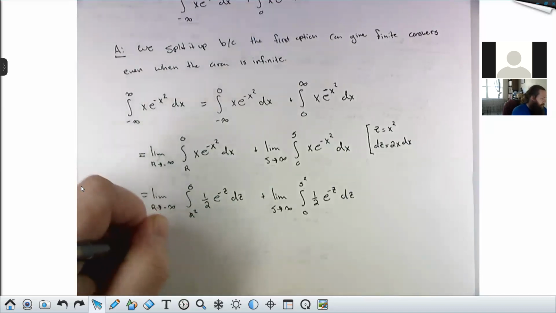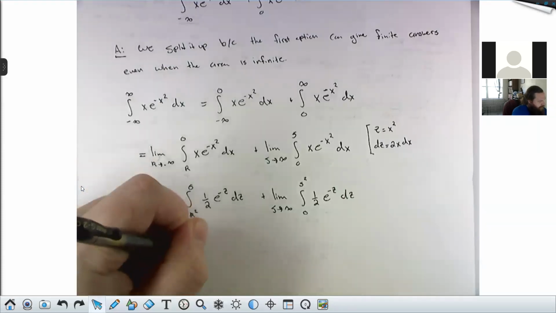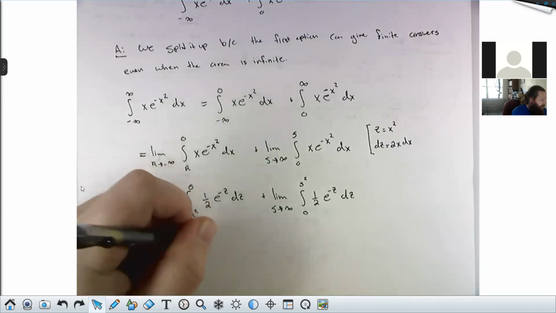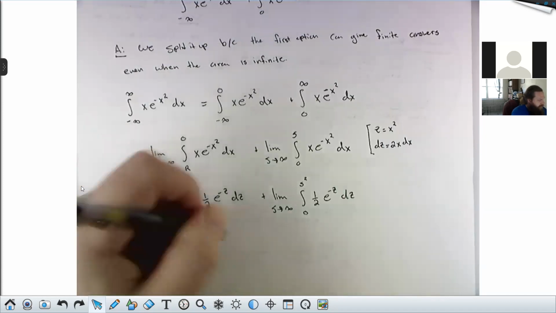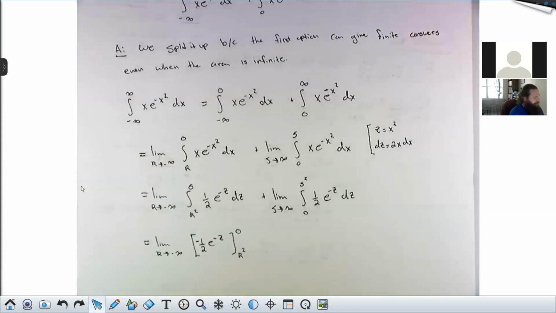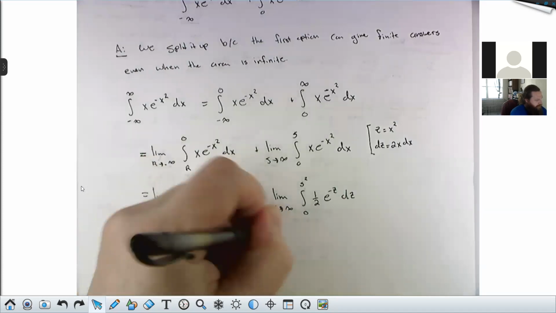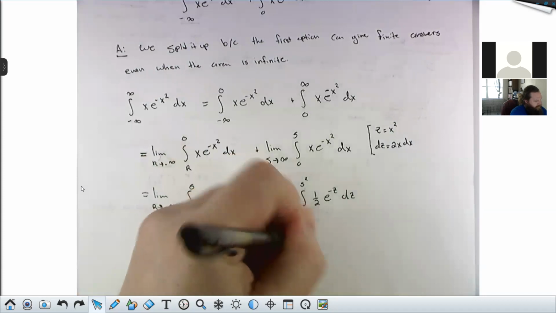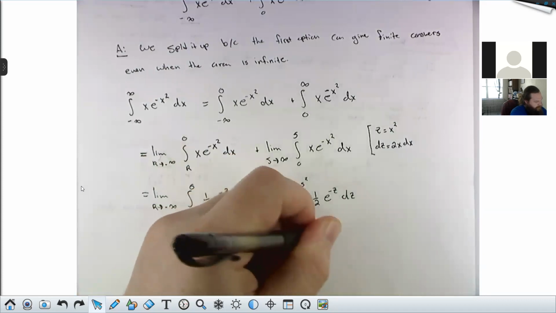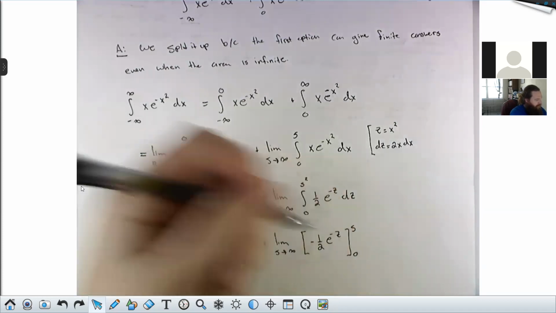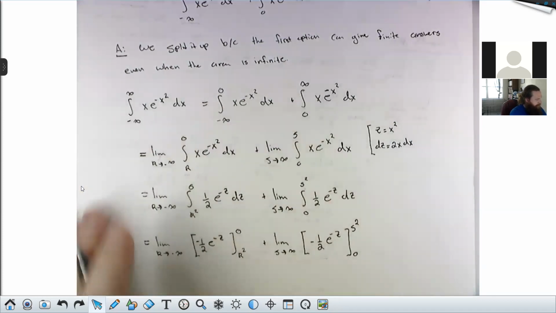So this will be lim r to the negative infinity 1/2. Antiderivative of e to the negative z is negative e to the negative z. And this will be evaluated from r squared to 0. And then we'll have plus lim s to infinity. Same antiderivative. This one evaluated from 0 to s. 0 to s squared, sorry.